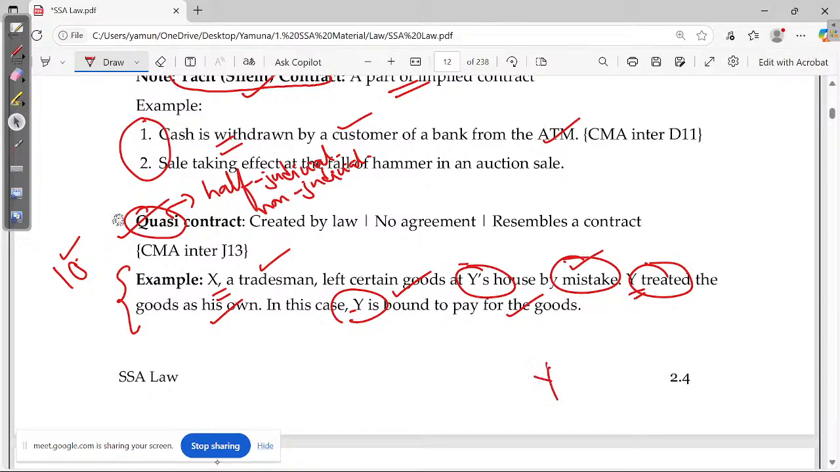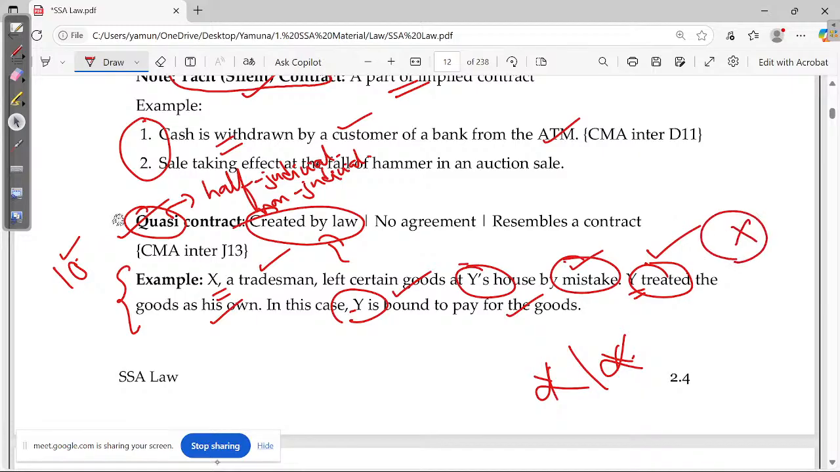Here, Y did not place the order. X did not receive the order, which means what? There is no offer, there is no acceptance, there is nothing about consideration, nothing discussed, there are no essentials. But still, what does law say? See now, it's created by law. It seems like nothing happened between the two persons, but what law says is that it is a contract, because Y is treating the goods as his own goods, which means at X's cost he cannot benefit.